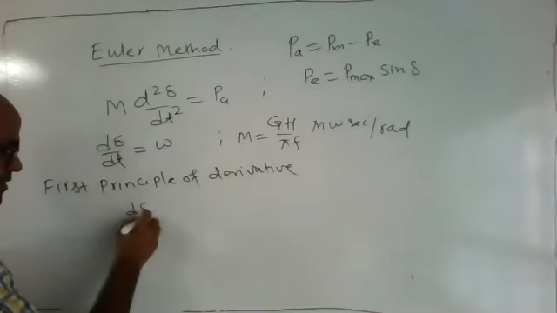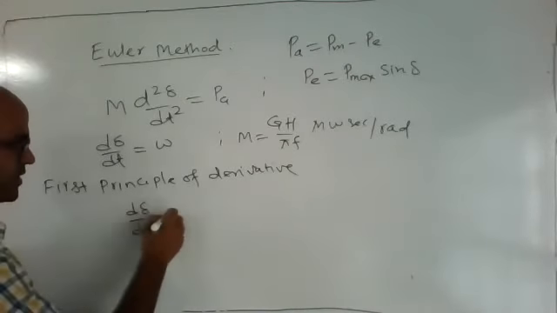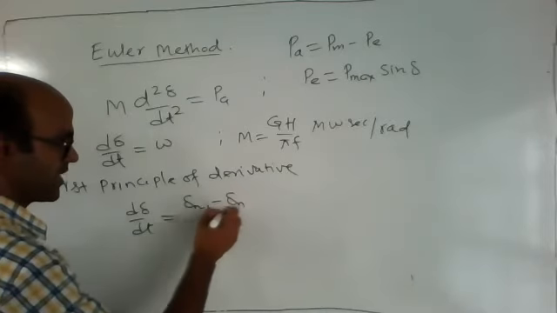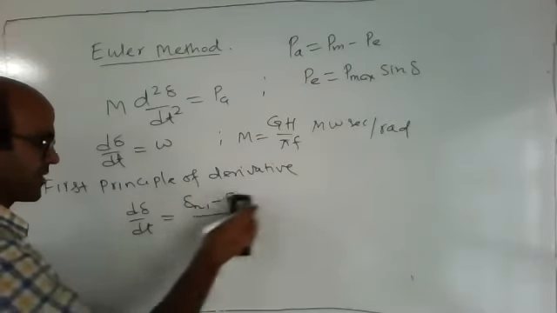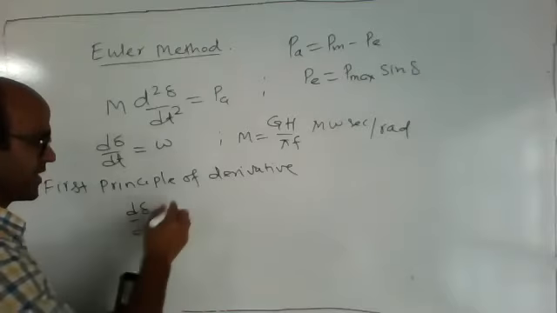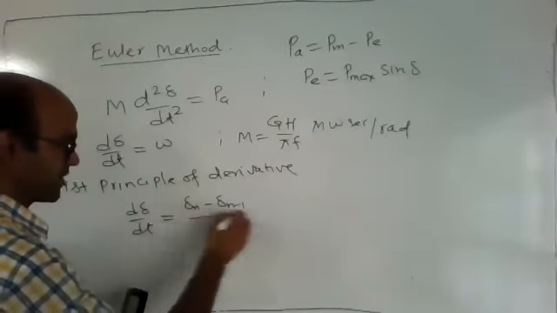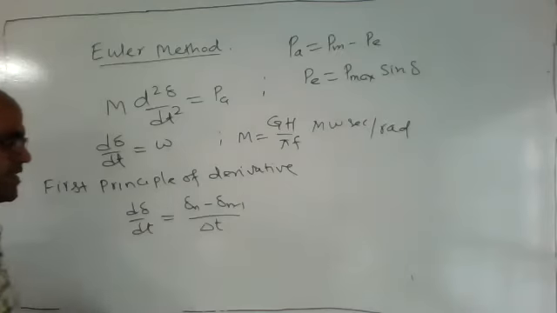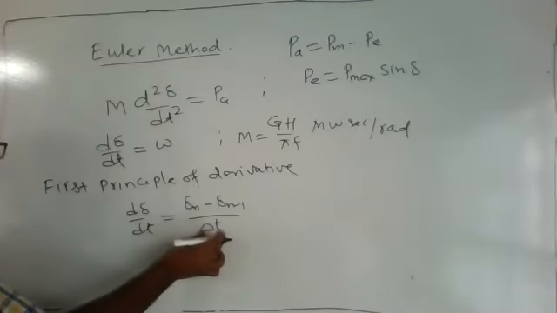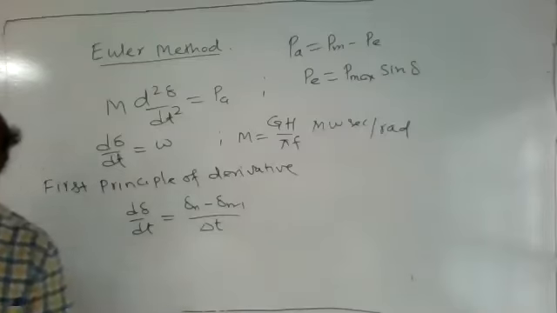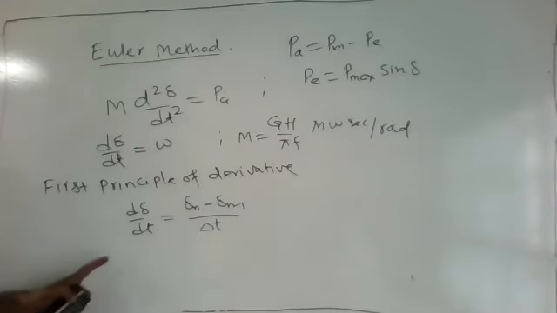d delta divided by dt. What you did? Delta n minus delta n minus 1 divided by delta t, where delta t is the time step. This equation you know. From this you have to find delta n.